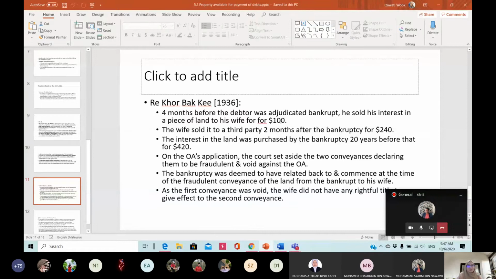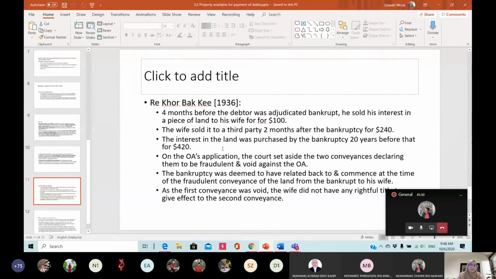So the wife sold it to a third party. Yeah, so macam bila ada transaction to a person who is macam relative to the debtor, then it trigger one macam fraudulent punya intention. So the wife then sold it to a third party 2 months after the bankruptcy for $240. Yeah. So the interest in the land was purchased by the bankrupt 20 years before that for $420. So see the difference of the values here.